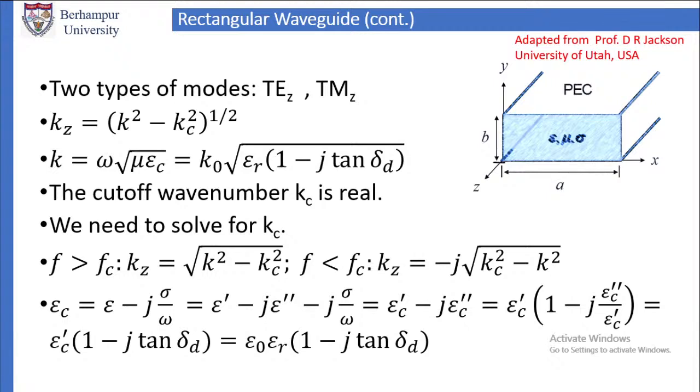That you can write, if you take epsilon c dash common, as 1 minus j epsilon c double dash by epsilon c dash. That you can write as epsilon c dash whole into 1 minus j tan delta d, where tan delta d is equal to epsilon c double dash by epsilon c dash. That you can now write as epsilon 0 into epsilon r into 1 minus j tan delta d. Tan delta d is called the loss tangent. Right? So this is what epsilon c is.